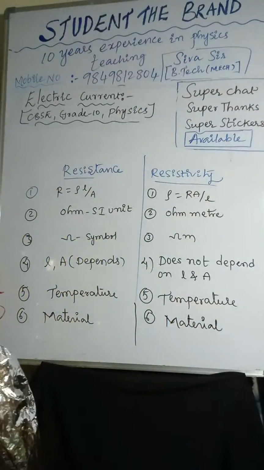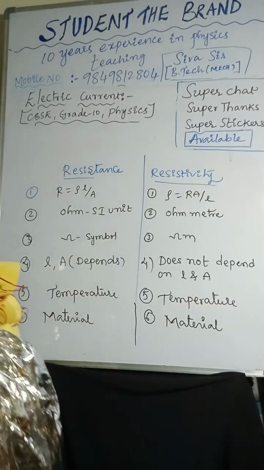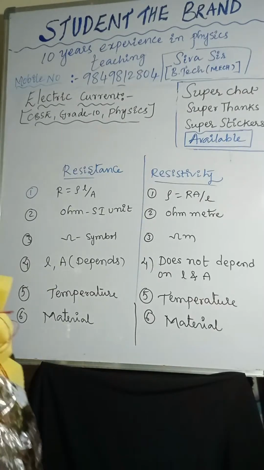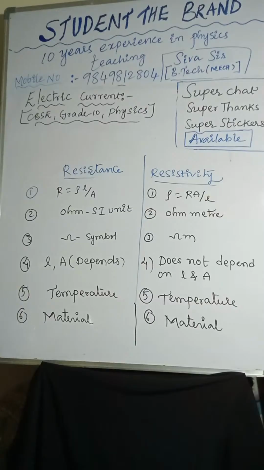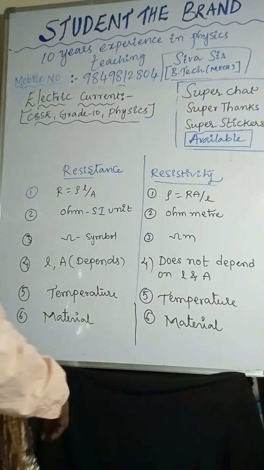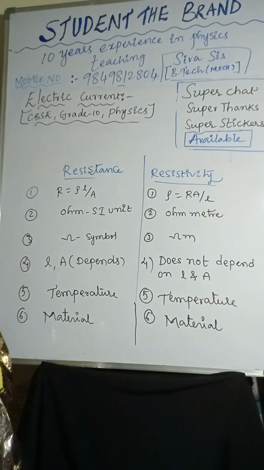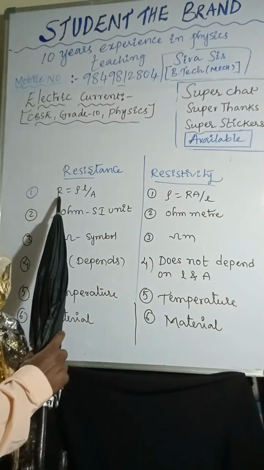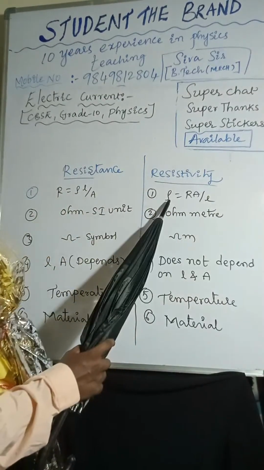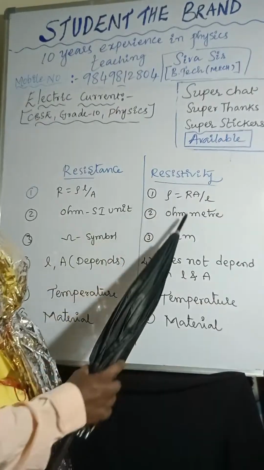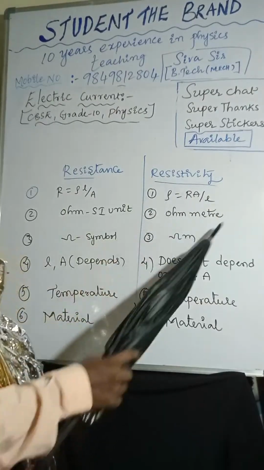Check once. Is it correct or not? If any changes are there, let me know. Once again, very important 3 marks question. Make sure that you are practicing. Resistance R equal to rho into L by A. Resistivity equal to R A by L. SI unit of resistance is ohm. SI unit of resistivity is ohm meter.